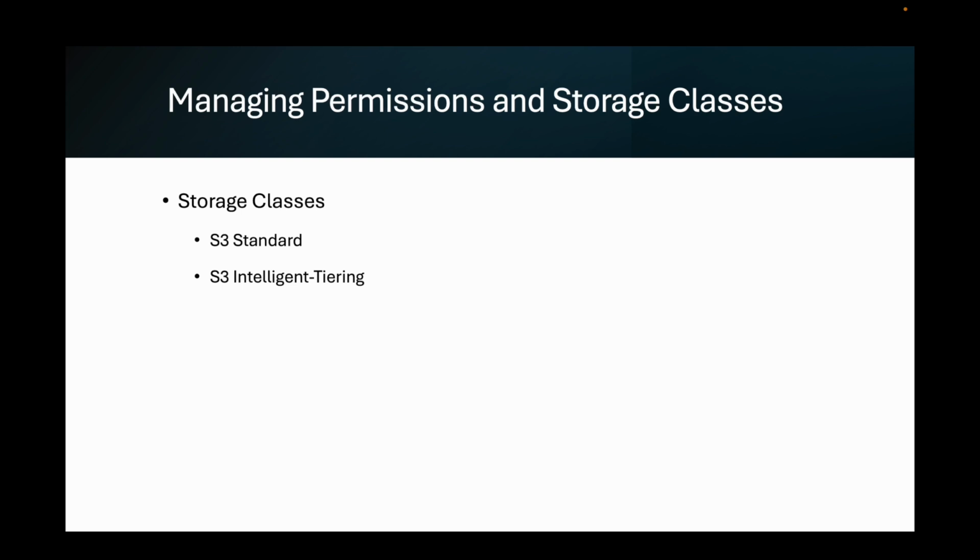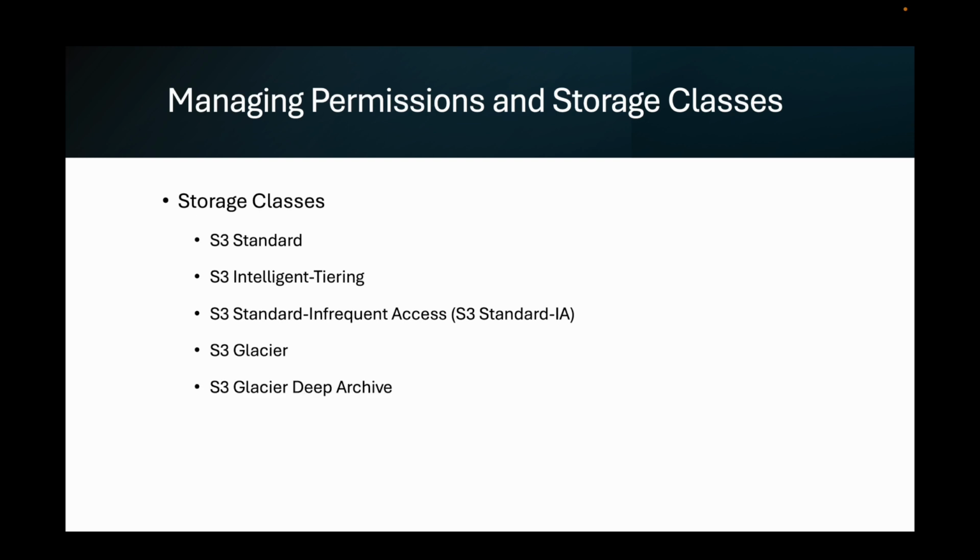Then we have S3 Standard-Infrequent Access, which is S3 Standard-IA, ideal for data that is less frequently accessed but requires rapid access when needed. Example, backups. Lower cost than S3 Standard, but with retrieval fees. We have S3 Glacier, low cost storage for long term archiving. Retrieval times can range from minutes to hours. And then we also have S3 Glacier Deep Archive. It's the lowest cost storage class for data archiving. Retrieval times are typically in hours.